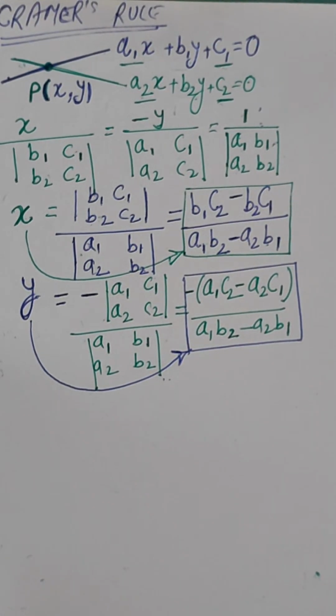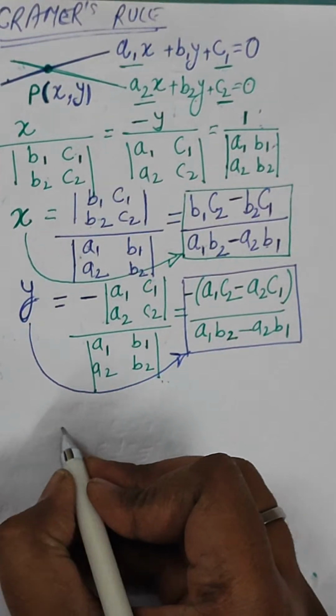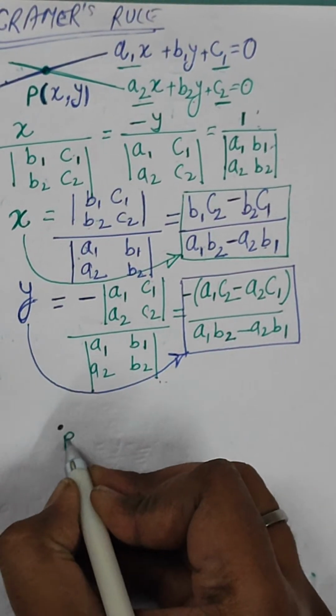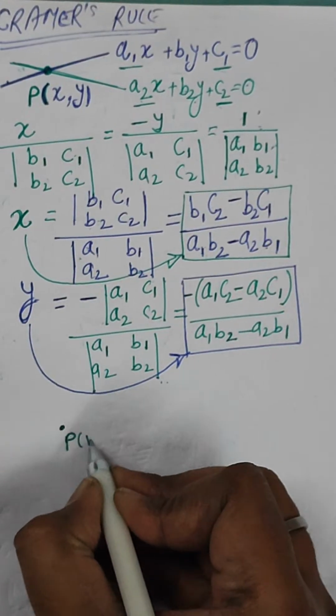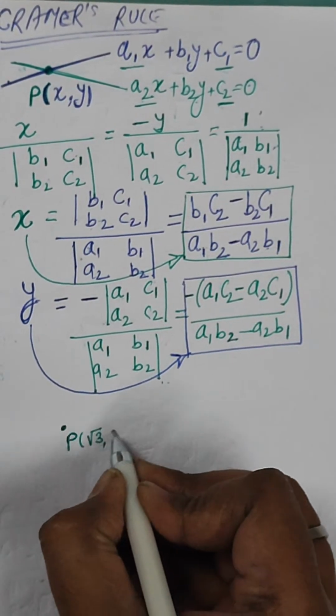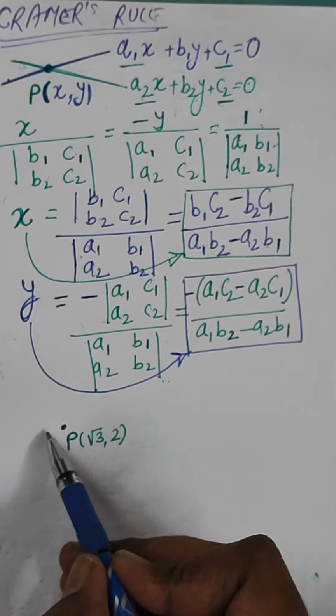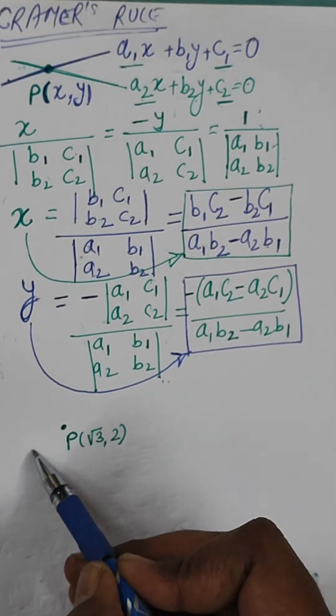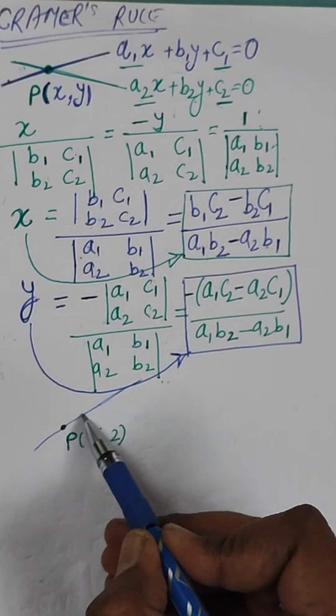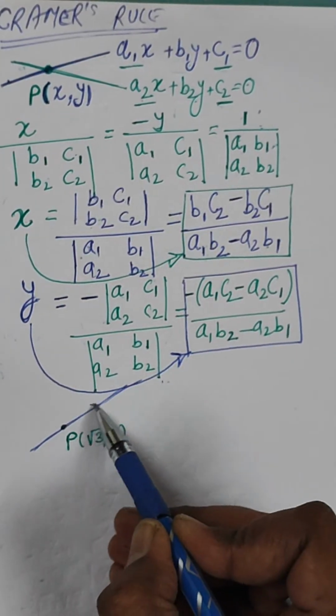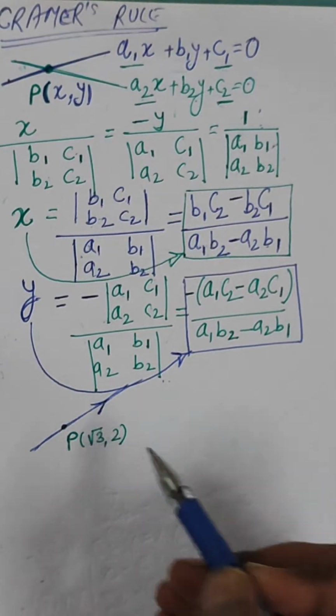line drawn through the point P (root 3, 2), a point given to you, that is P, and the coordinates of this are given to you as root 3 and 2, and if the straight line drawn through it, let us say this is the straight line drawn through it, right? This is the straight line drawn through P, right?